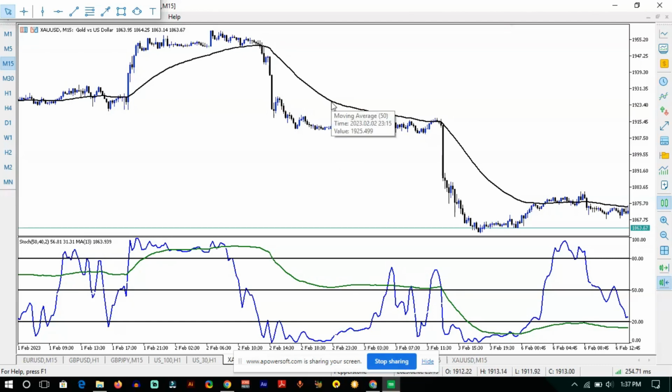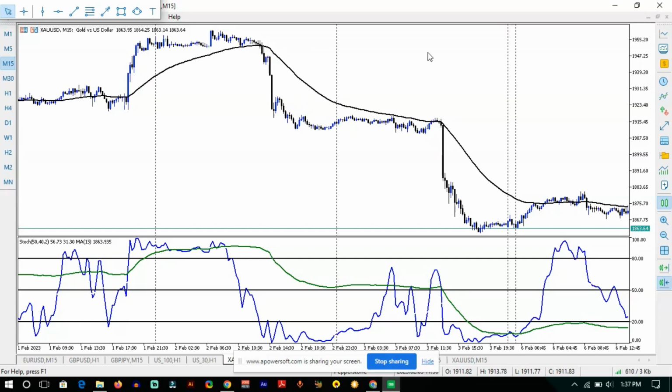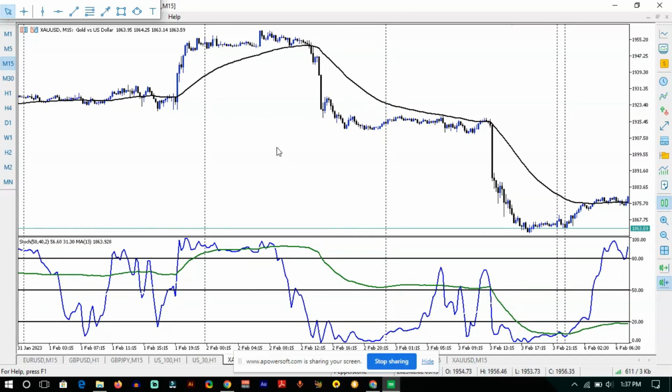Why do I use the 50 period exponential? I realize it's one of the best intraday moving averages. It really shows the intraday momentum, where the intraday momentum is. If I turn on the period separators there, you can really see it.